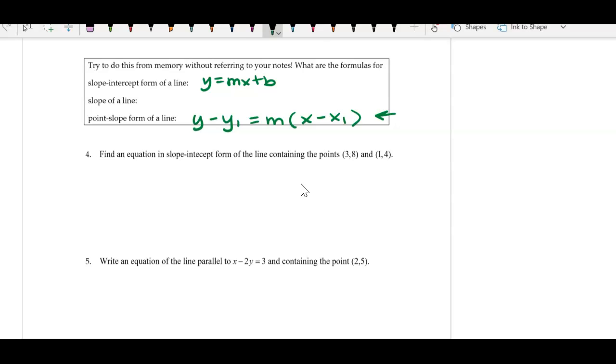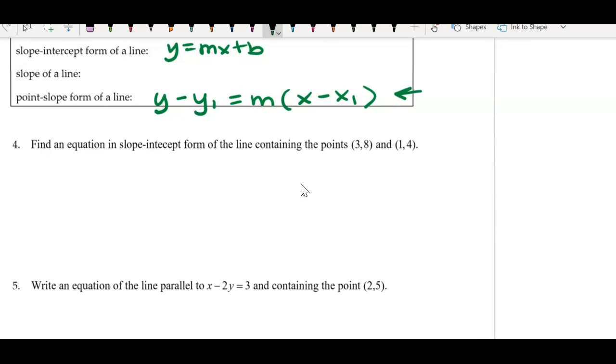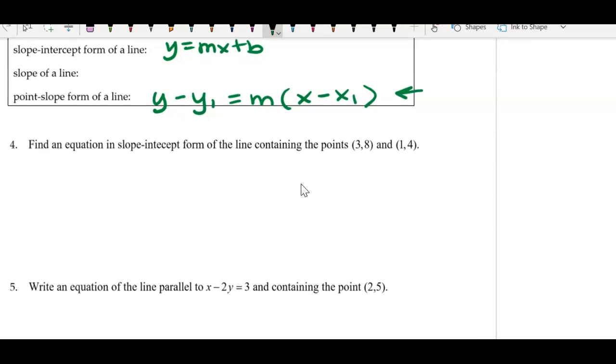Okay, so speaking of which, find an equation in slope-intercept form of the line containing those 2 points. So if we're trying to use this point-slope formula, we need to know the slope, and we need to know a point. Well, we've got a point, but we don't have the slope. Could we find the slope?